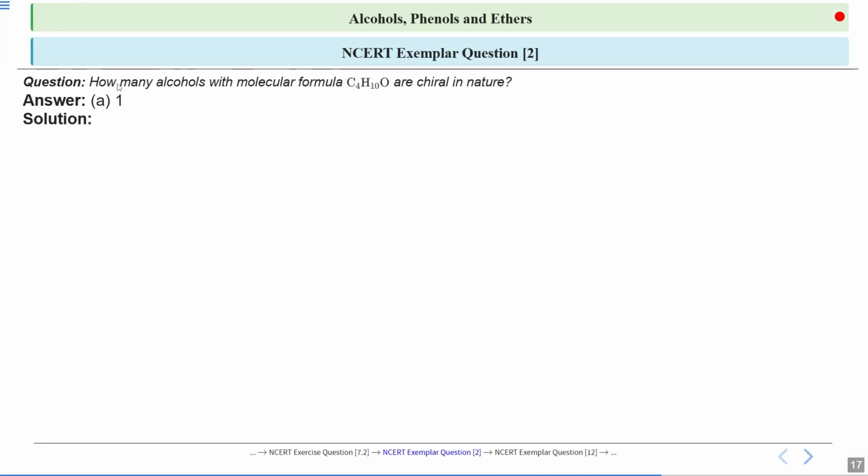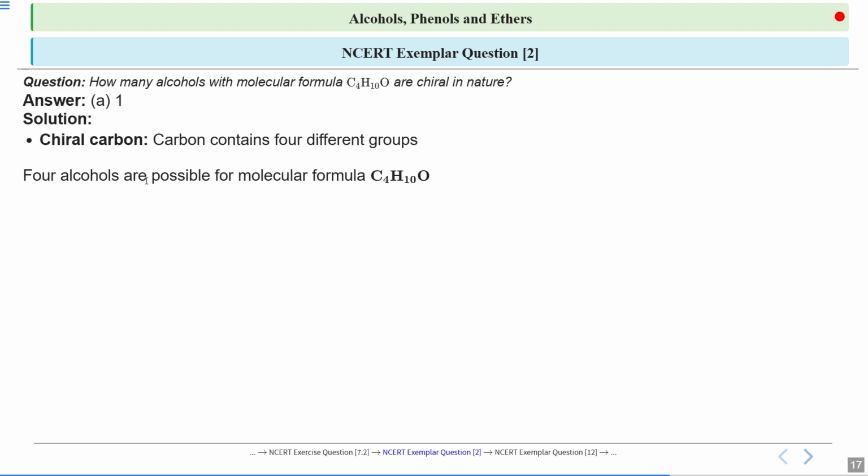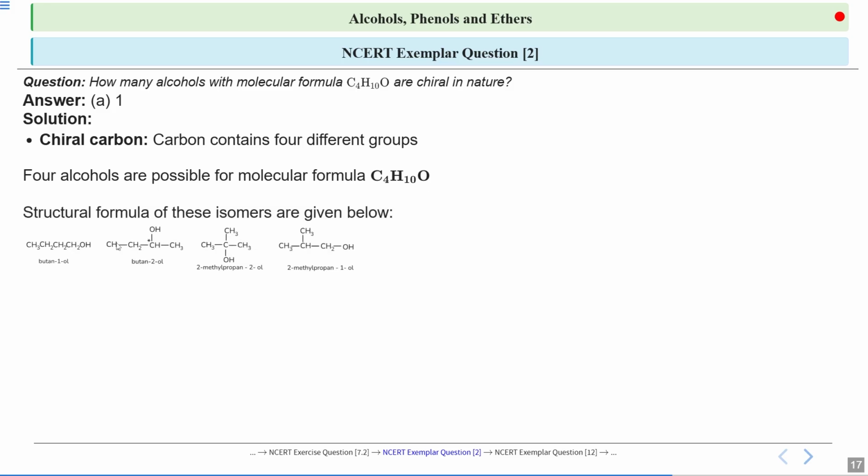For this question, the correct answer is option A, that is 1. That means only one alcohol with the given molecular formula is chiral in nature. So what is a chiral carbon? A carbon which has 4 different groups attached to it is considered a chiral carbon. For the molecular formula C4H10O, 4 different alcohols are possible which are structurally different. So the structural formulas of these isomers are given below.